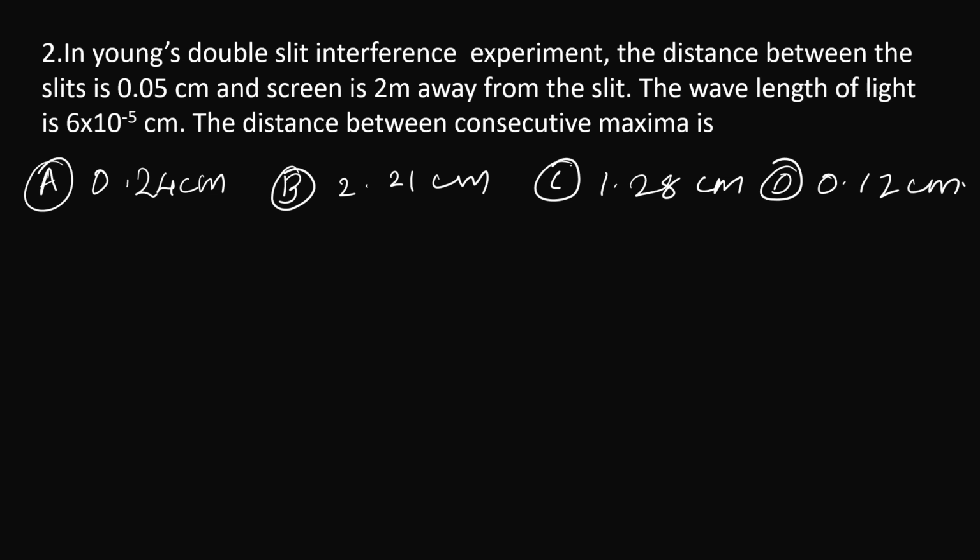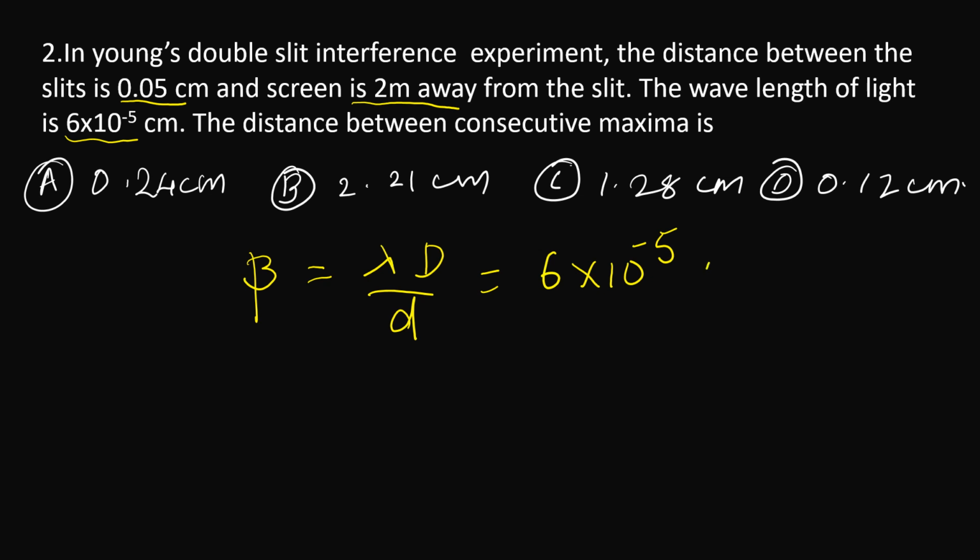In Young's double slit interference experiment, the distance between the slits is 0.05 centimeter and screen is 2 meter away from the slit. The wavelength of light is 6 into 10 raised to minus 5 centimeter. The distance between consecutive maxima is, that is, distance between consecutive maxima we can write as fringe width beta equal to lambda D by d, where lambda is the wavelength, that is 6 into 10 raised to minus 5 centimeter. D is the distance from the slits to the screen.